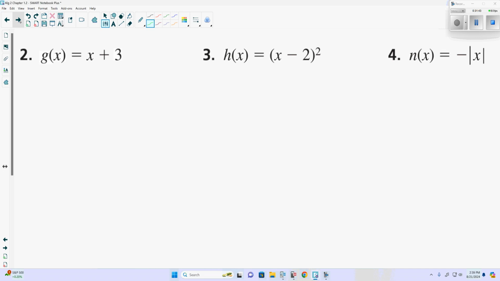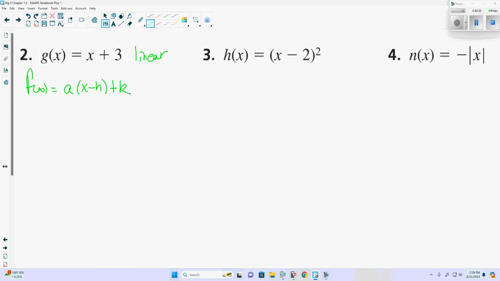First one we have g of x equals x plus 3. What's its parent? Linear. So just looking at it, if I didn't write the general form, what would we say the transformation was? So up, down, yes. So we have a times x minus h plus k. So the 3 is the big change from the parent, yes? So we have plus 3.